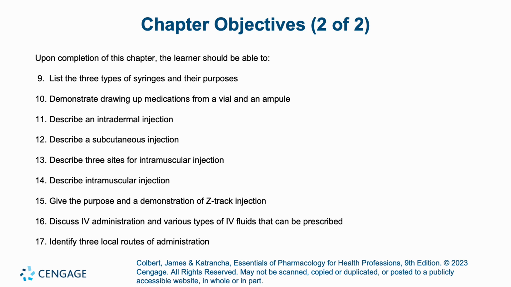Describe an intradermal injection. Describe a subcutaneous injection. Describe 3 sites for intramuscular injection. Describe intramuscular injection. Give the purpose and a demonstration of Z-track injection. Discuss IV administration and various types of IV fluids that can be prescribed. Identify 3 local routes of administration.